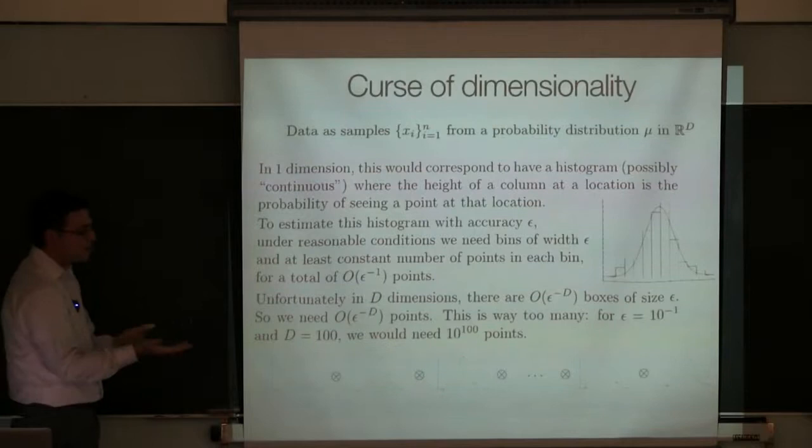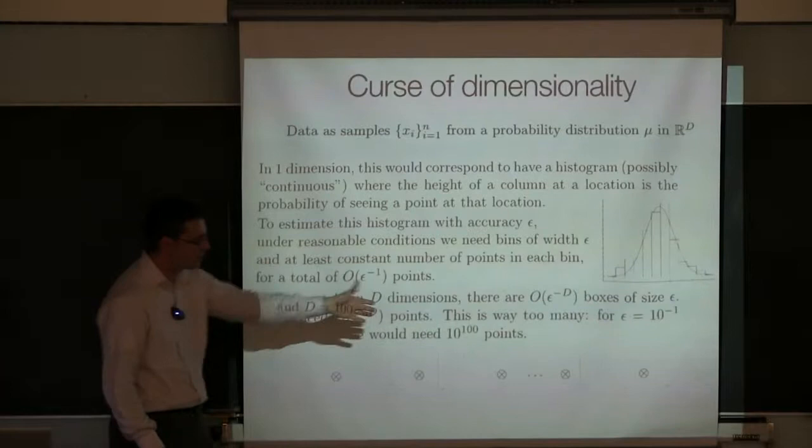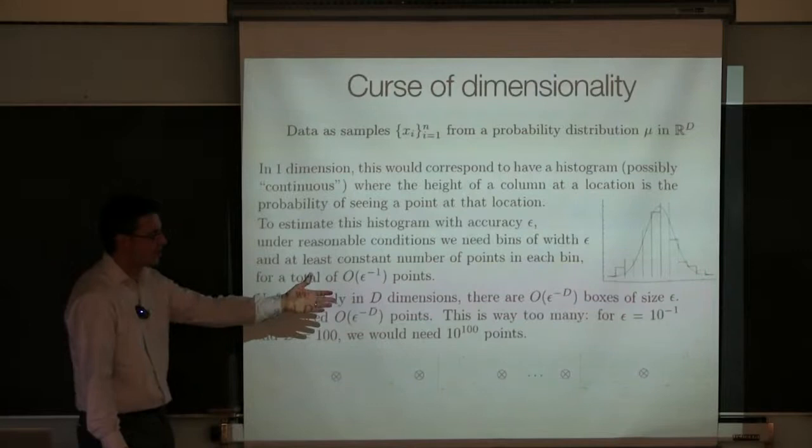And now how many epsilon cubes are in the D-dimensional cube? 1 over epsilon to the capital D. And that's a ridiculously large number of cubes and therefore samples that we need. For example, if epsilon is just one digit of precision, 1/10, and the dimension is, say, 100 (I mentioned that gene arrays, for example, measure 20,000 genes), you get that you need about 10 to the 100 samples in order to start estimating this probability distribution.